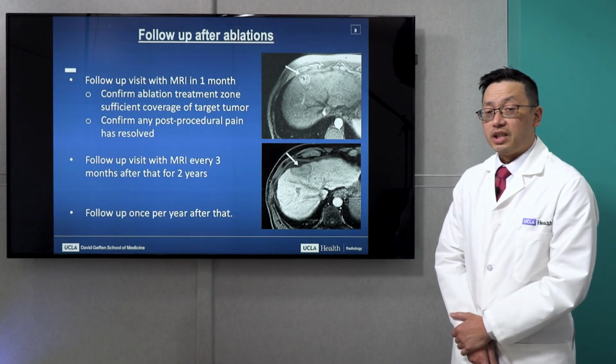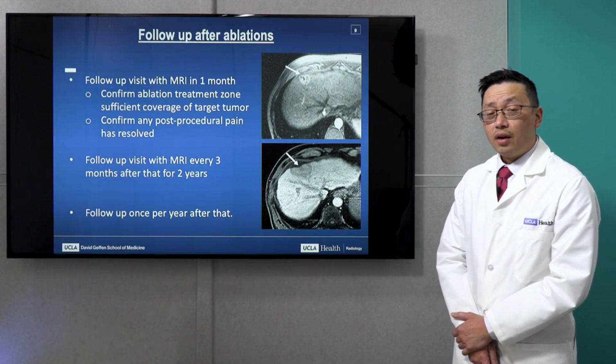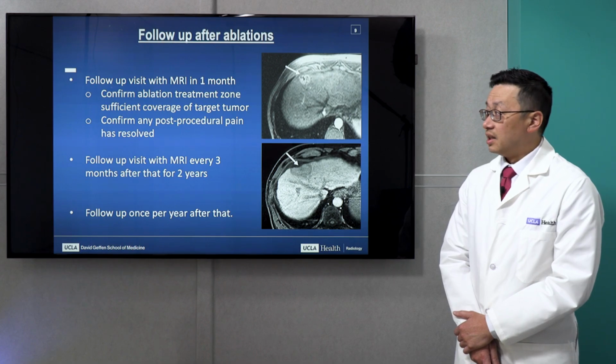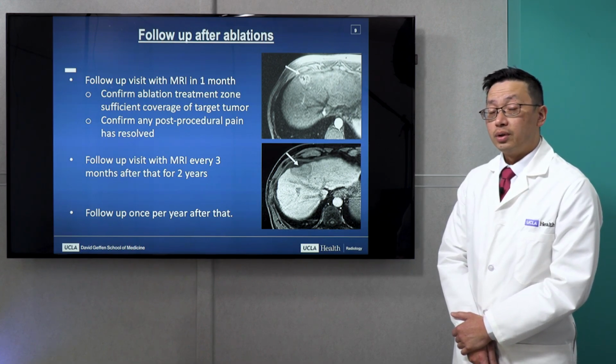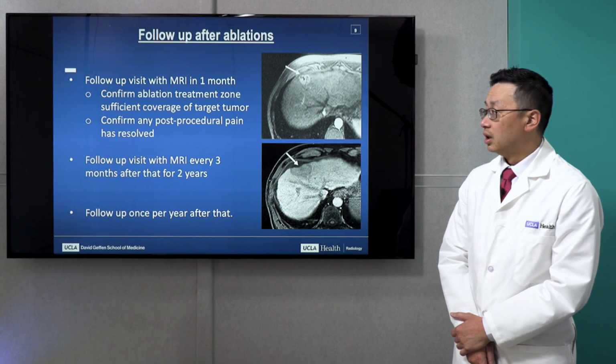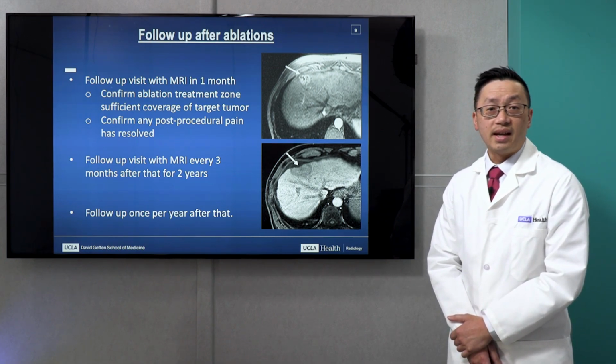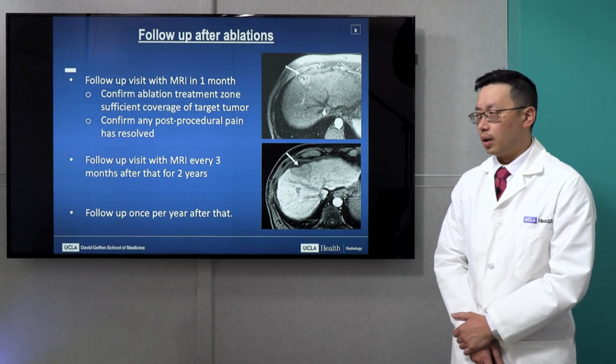After the ablation procedure, we usually schedule a 1-month follow-up clinic visit with MRI. The idea of the 1-month follow-up visit is to confirm that the ablation treatment zone has adequately encompassed the entirety of the target tumor. We also want to confirm that if there were any discomfort after the ablation, that it has resolved by the 1-month follow-up.